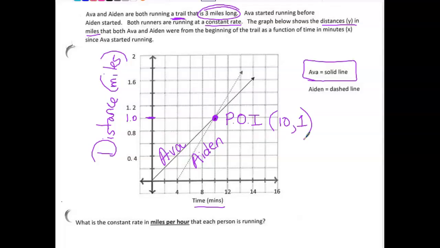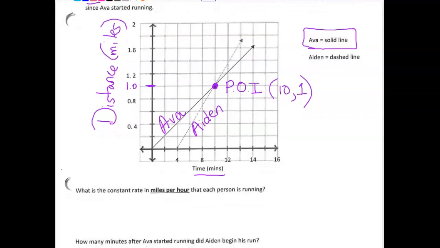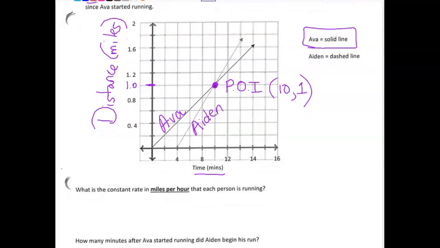So let's go down to some of these questions and see what you came up with. The first question says, what is the constant rate? And notice it's underlined, in miles per hour that each person is running. Well, constant rate is your slope. So we need to find both persons' slope. I'm going to start with Ava. Ava starts at the ordered pair 0, 0. And the point of intersection was 10, 1.